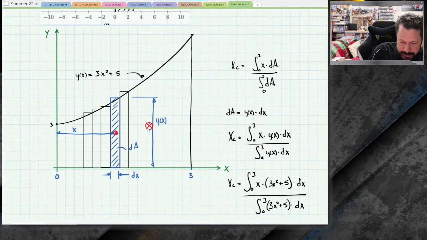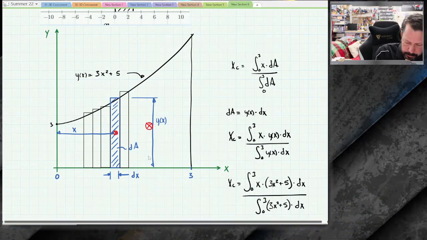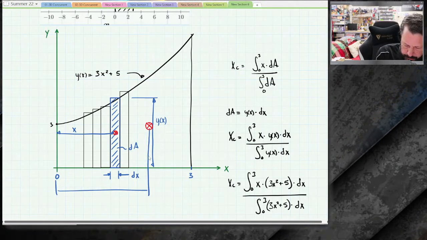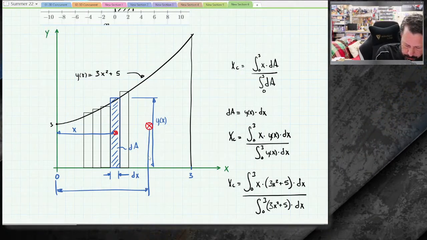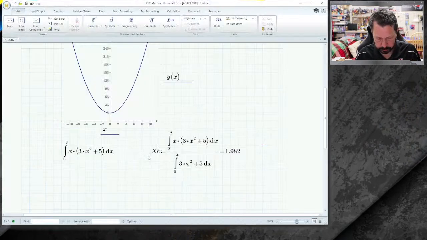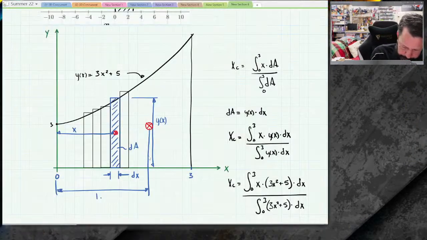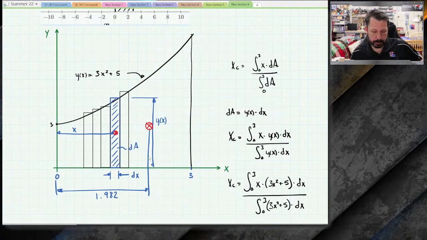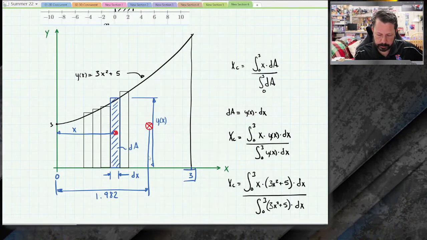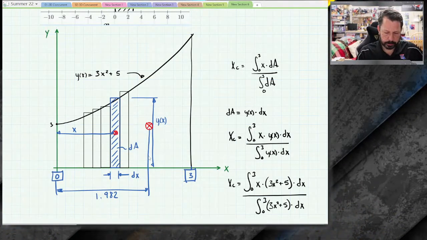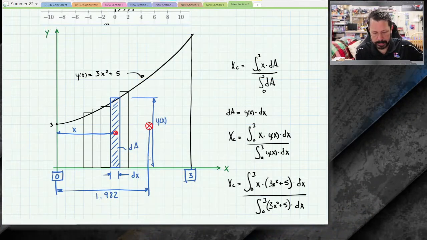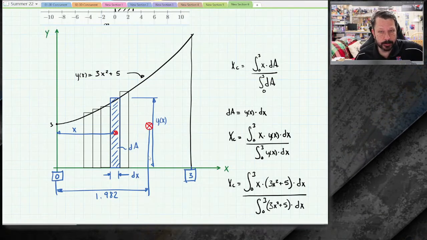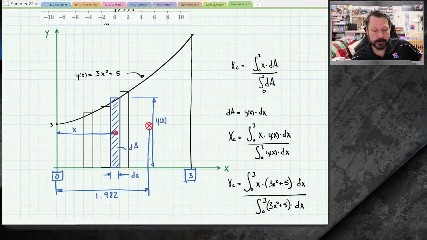So what this is saying is that x sub c, this distance, was 1.982 units, whatever the units are. And I could believe that. There's 3 over here, and there's 0. So 1.982 is more or less 2, which looks like where I would predict it to be. So that seems reasonable to me. So this is one way you could do it.